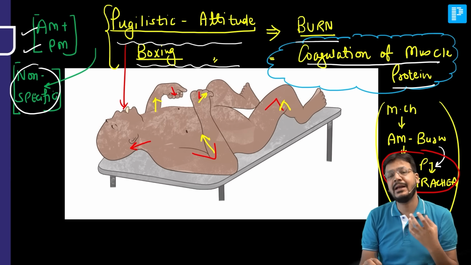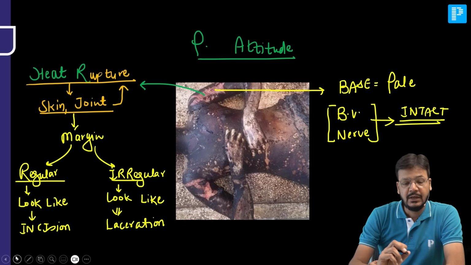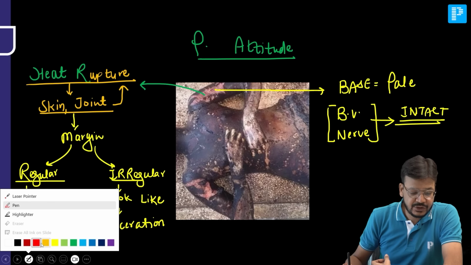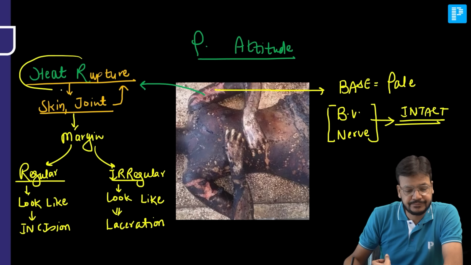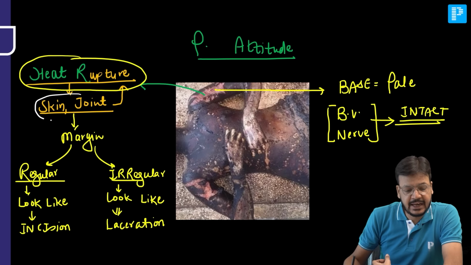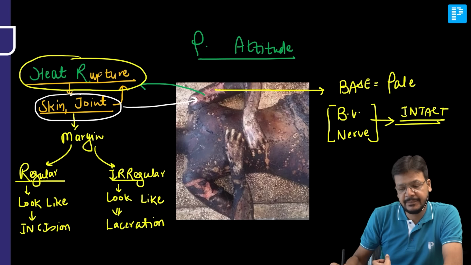Soot particles in the trachea indicate it's an antemortem burn. Now, sir, after this, there's a very, very important finding which is known as heat rupture. What is heat rupture? It is a rupture of skin and joint. You can see this is heat rupture.